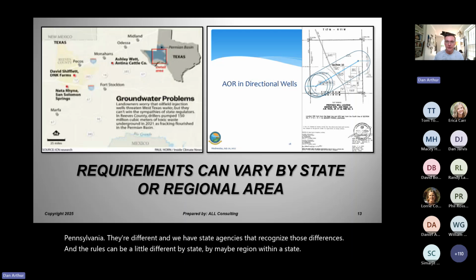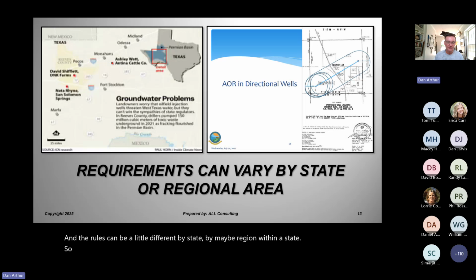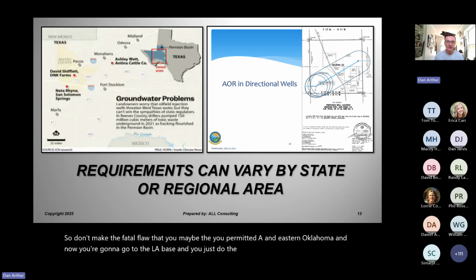So don't make the fatal flaw that maybe you permitted a well in Eastern Oklahoma, and now you're going to go to the LA Basin and you just do the same thing. They're different. So just keep in mind what's going on, what the issues are.